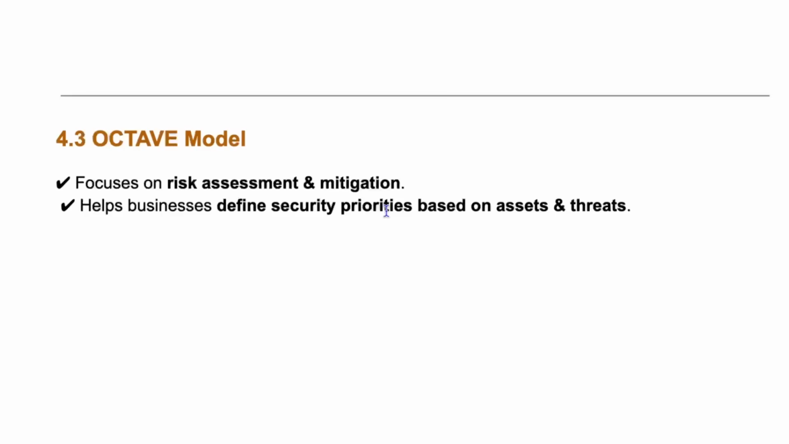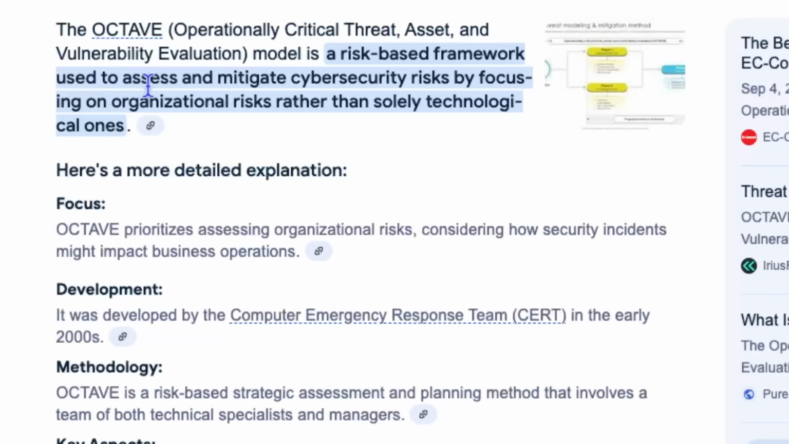So the OCTAVE model is another version of something like that. What we did in that video was not the OCTAVE model, but it's very similar to what we actually did there. Just to give you a little bit more information on it, it stands for Operationally Critical Threat, Asset and Vulnerability Evaluation. It's a risk-based framework used to assess and mitigate cybersecurity risks by focusing on organizational risks rather than solely technological ones. So it's looking at the overall organization and the operations of the organization.